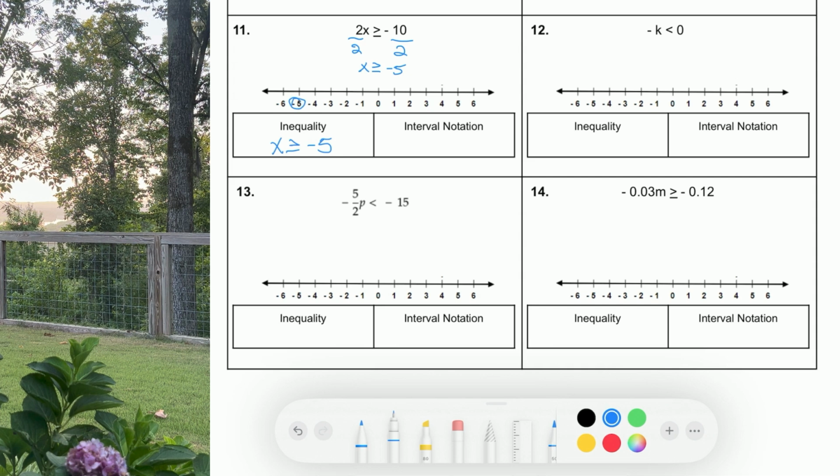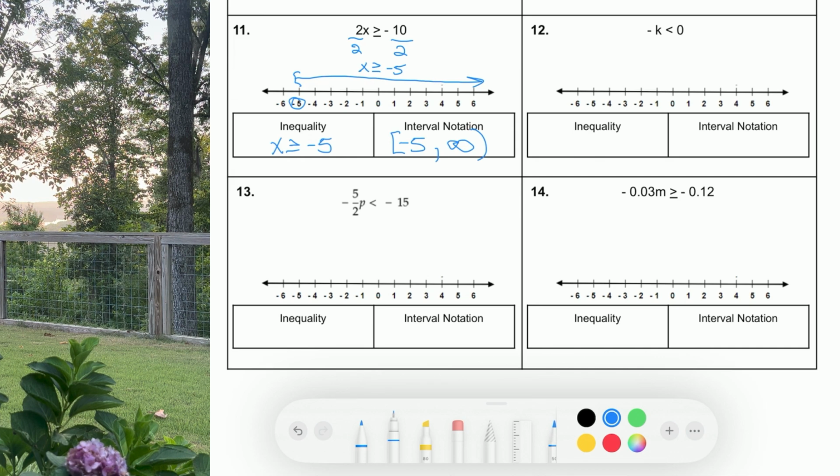And now we're going to graph it on the number line. Our frame of reference is the negative 5. All right, so x is greater than or equal to. So negative 5 is included in the solution, so I'm going to have a bracket. And then x is greater than or equal to that, so I'm going to go to the right. Our interval notation is bracket, negative 5, comma, positive infinity, parentheses.